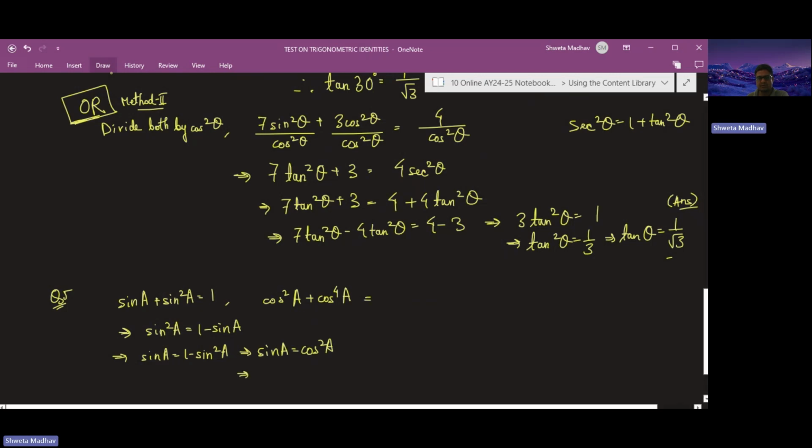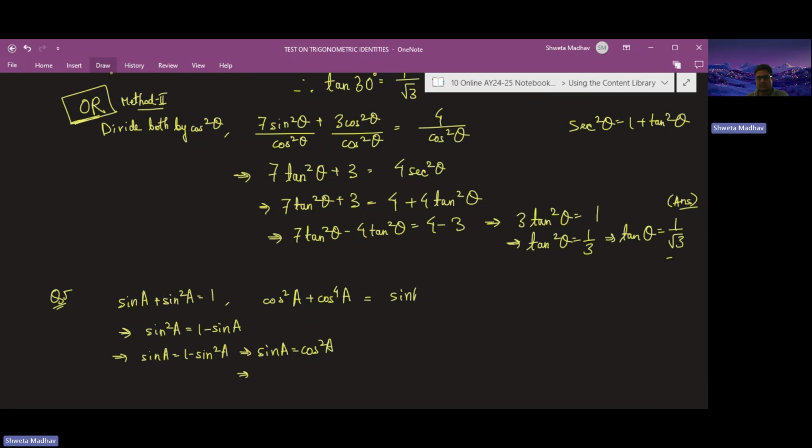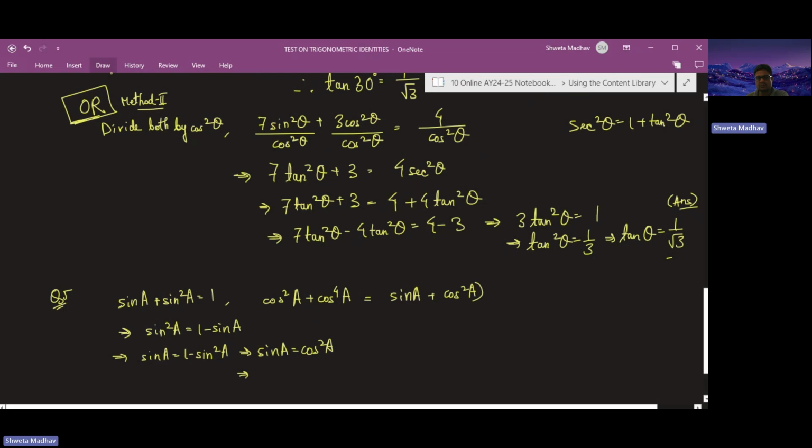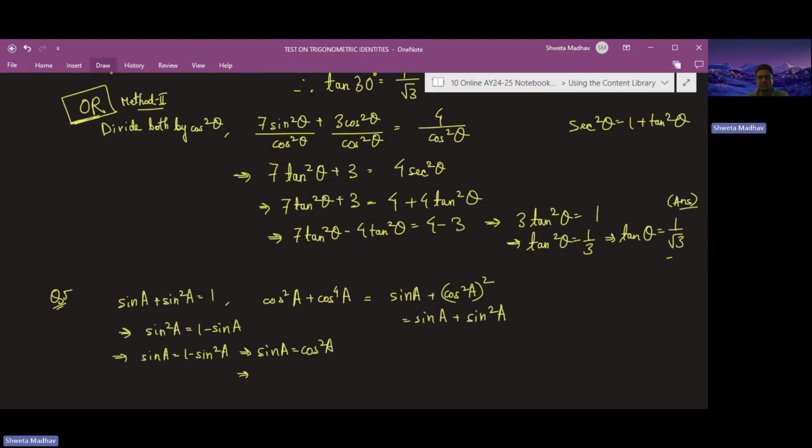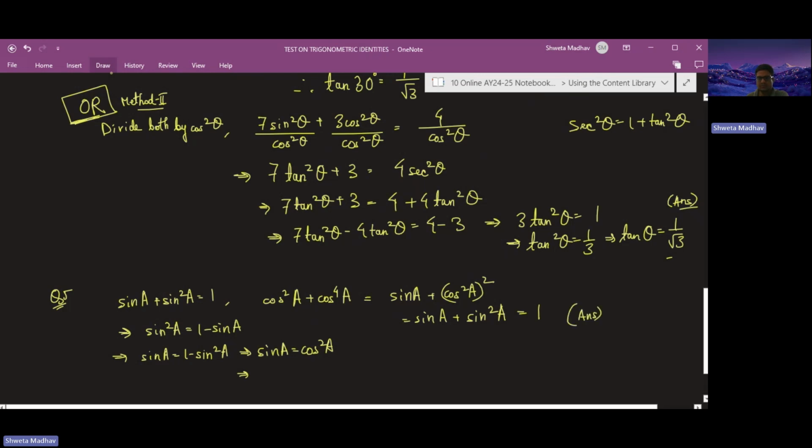So this expression we can write as sine A plus cos square A whole square, since cos power 4A is cos square A whole square. So this is sine A plus sine square A. Now sine A plus sine square A has been given as 1, so this value also will be equal to 1. So 1 is the required answer.